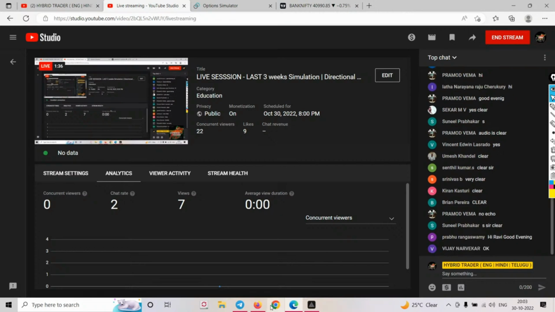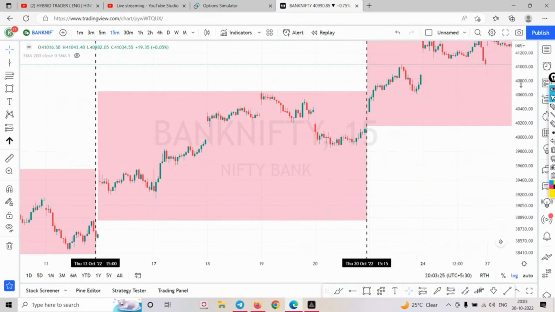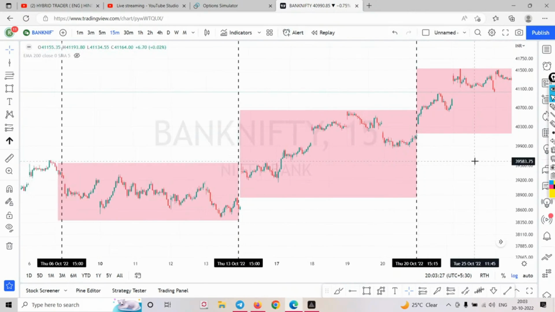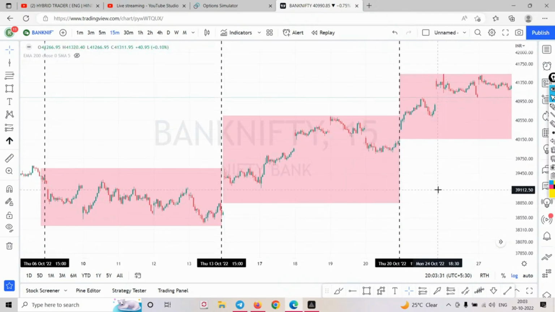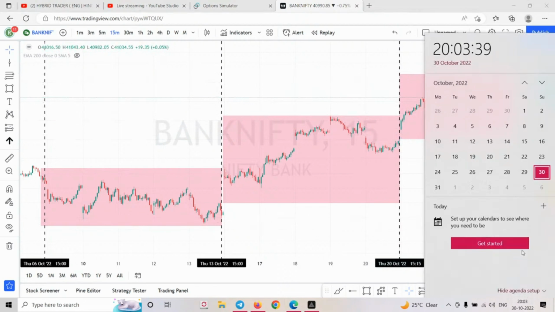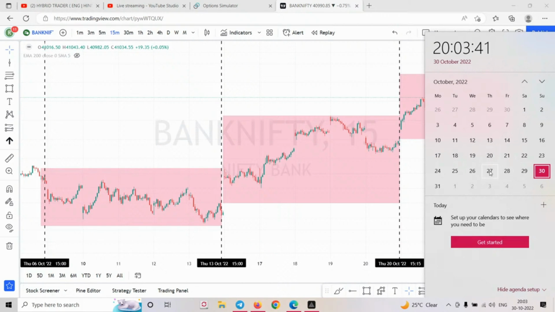Okay. So now let me take you right away to TradingView. If you look at the screen, we are not going to simulate all the strategies, but the one on the right-hand side is the latest week, which starts from 28th to 27th. This middle box is from 13th to 28th, and the first box is from 6th to 13th.